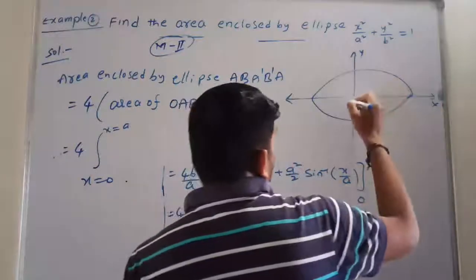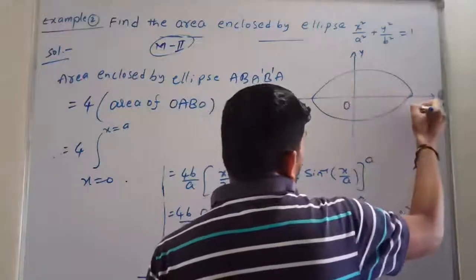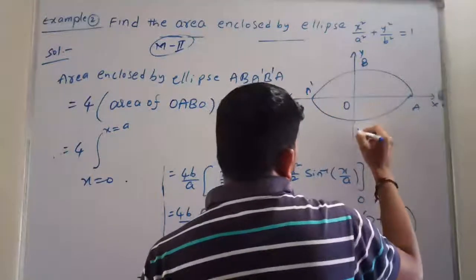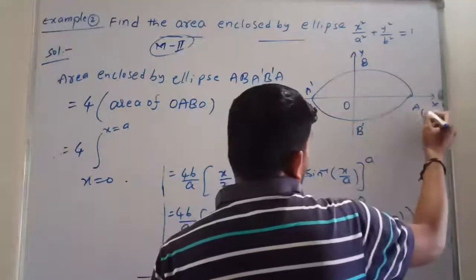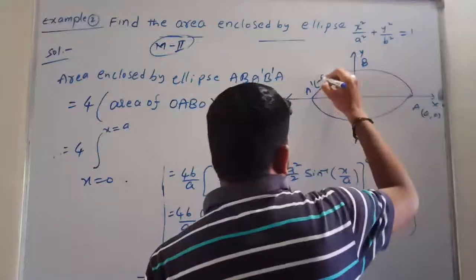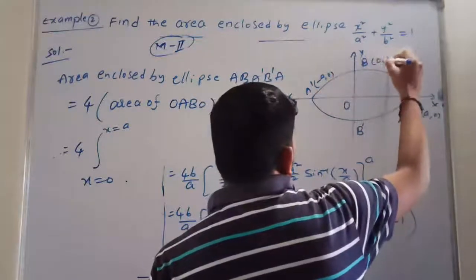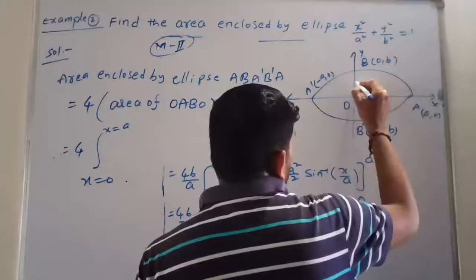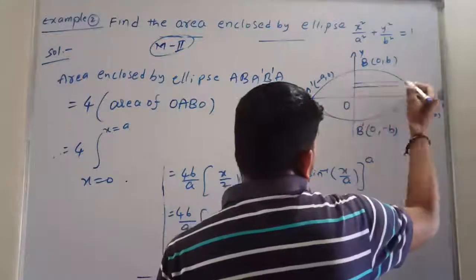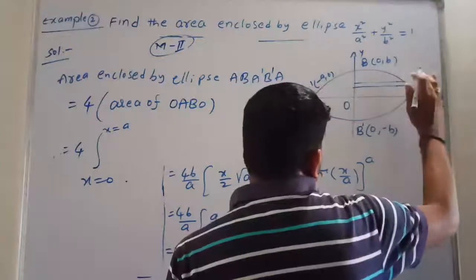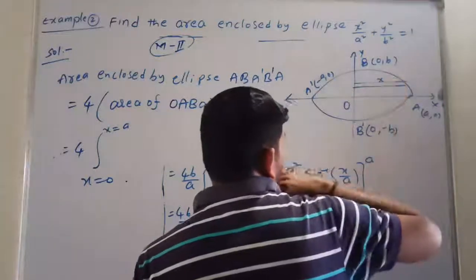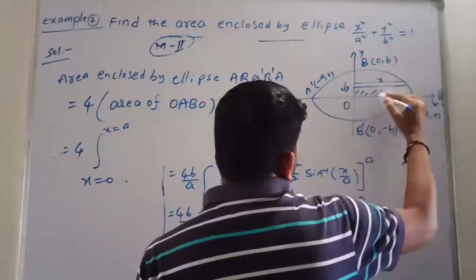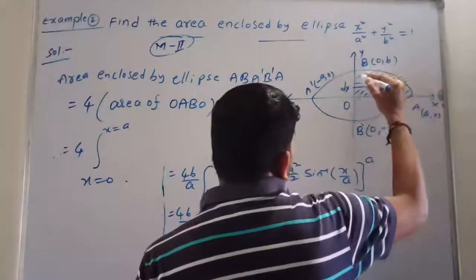See students, this is O, A, again B, A dash, B dash. So we know that this is A comma 0, this is minus A comma 0, this is 0 comma B, and this is 0 comma minus B. So now we are taking the strips, and here the strips will be horizontal strips, means parallel to the x axis, length is x, and this is dy. So we are going to do the shaded part in the first quadrant only.